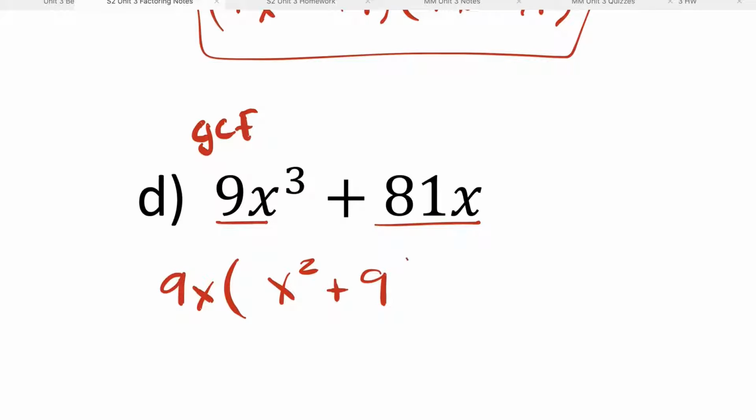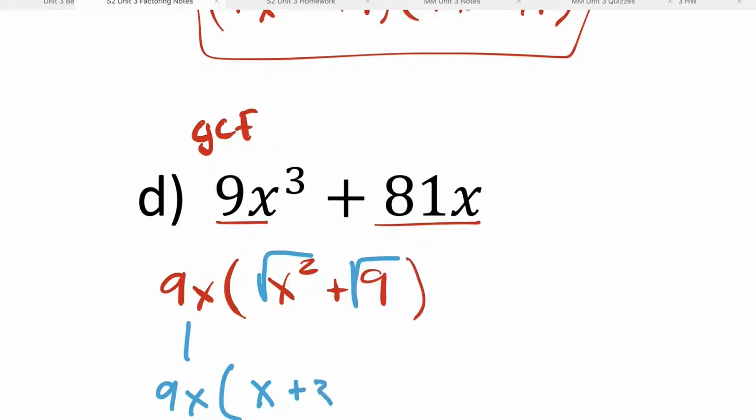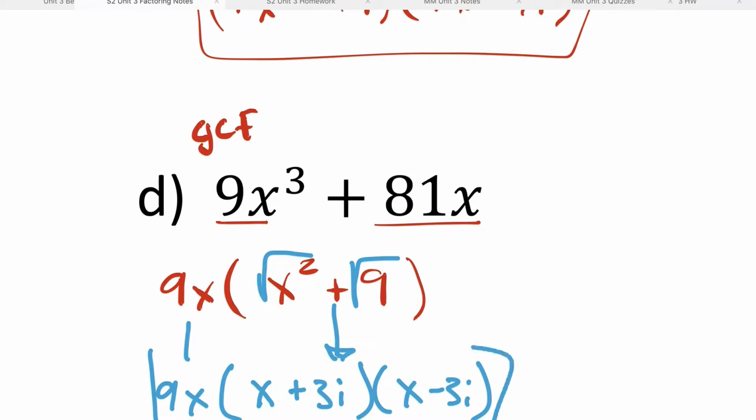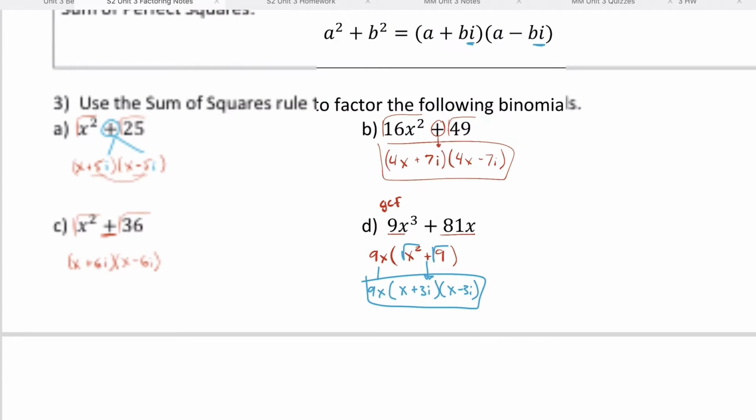All right? And then, now that we have it as the sum of perfect squares, we can square root both terms. We'd still have this 9x, and then we would have x plus 3i because of the sum, and then x minus 3i. All right, so that is what we covered in class.